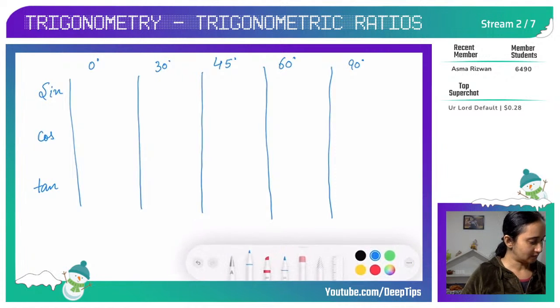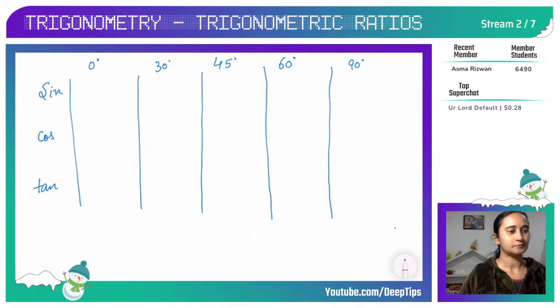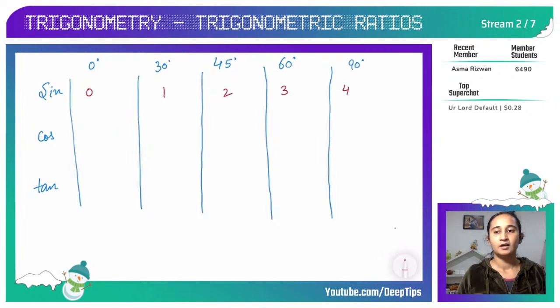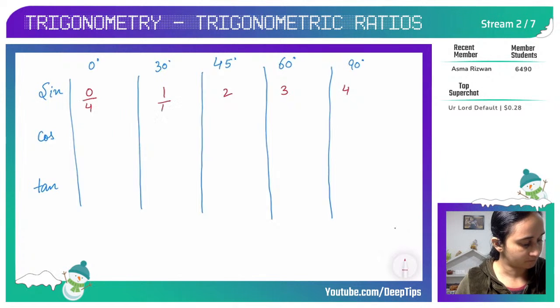Okay, so let's change the color now. So now observe the main thing. 0 degree, 30, 45, 60, 90. You will learn this in 1 minute. This is my challenge, that you are going to actually learn it in 1 minute. So now just observe. Write 0, 1, 2, 3, 4. First you will write sine, cos, tan and all the angles on the top, and then write 0, 1, 2, 3, 4.